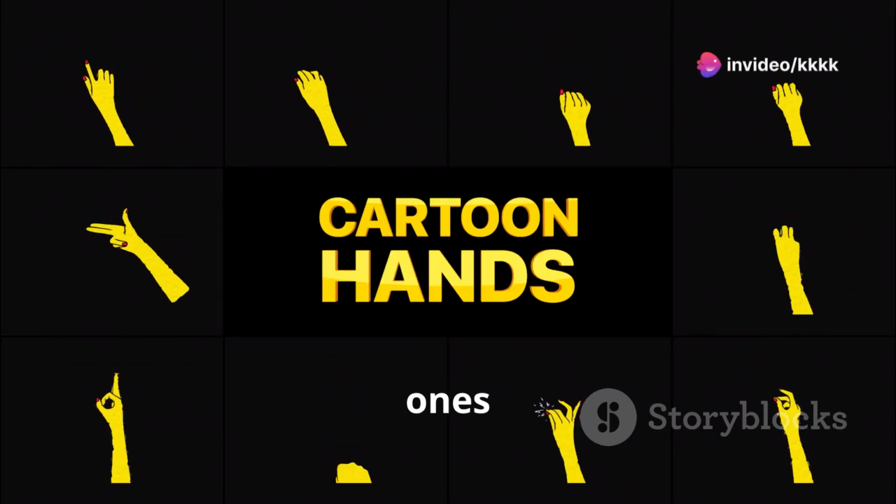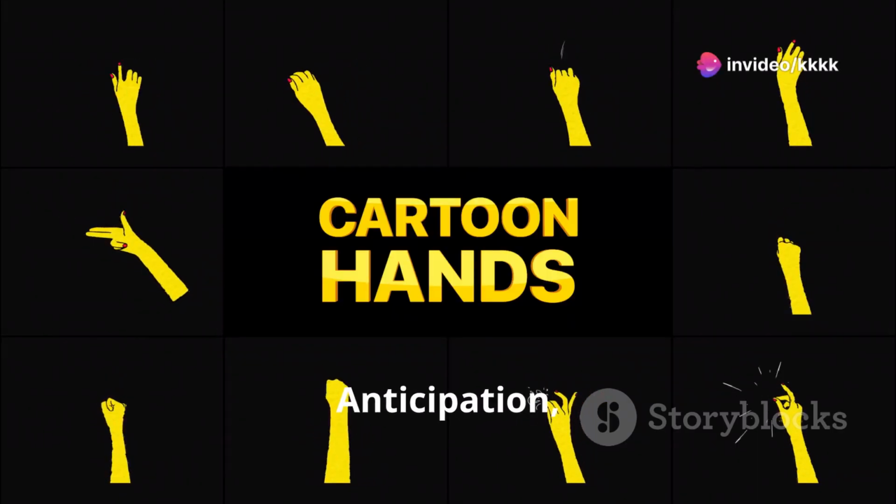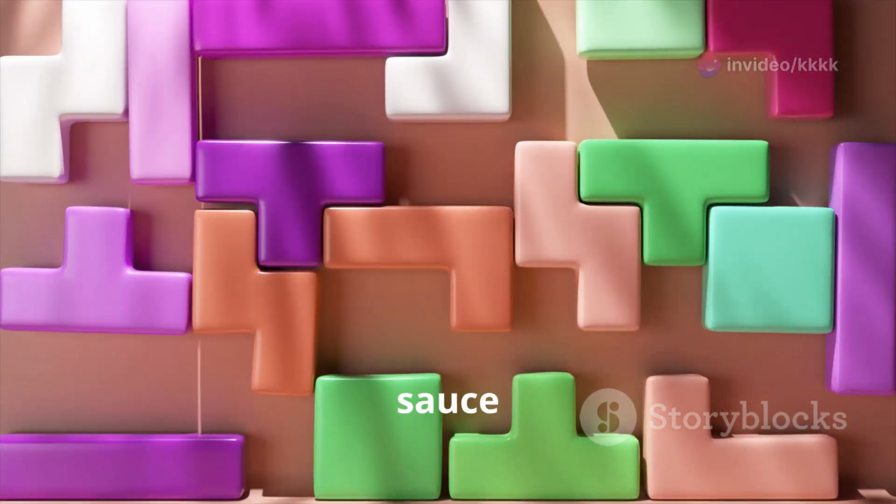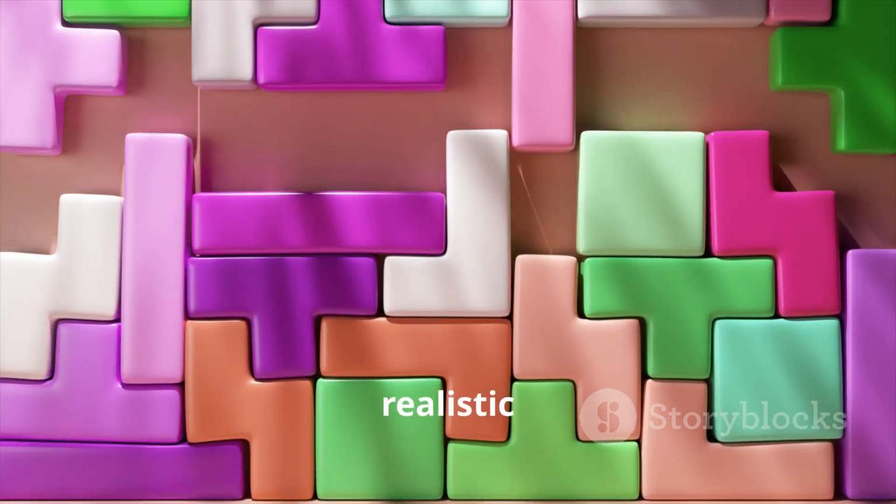And don't forget the 12 principles of animation developed by Disney animators. Some key ones include squash and stretch, anticipation, and exaggeration. These principles are your secret sauce to making animations look realistic and engaging.